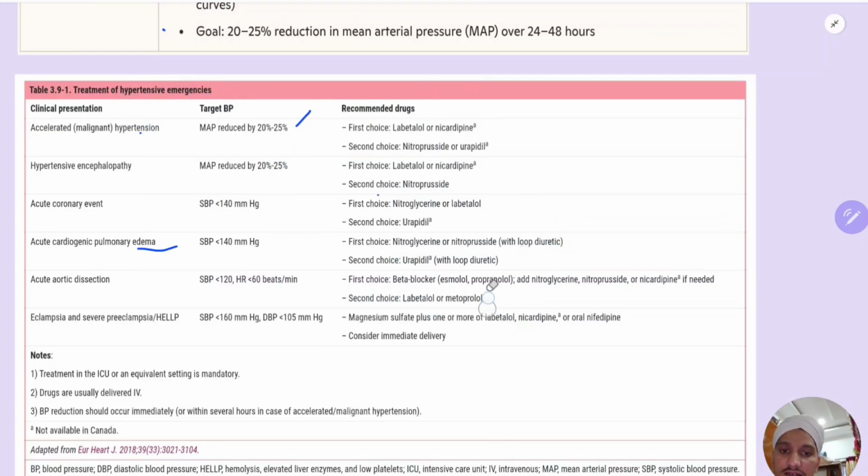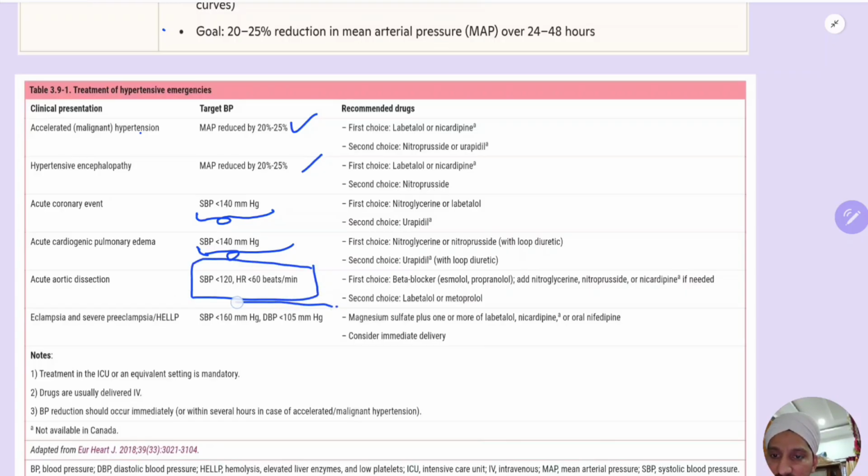So just see here, 20 to 25% reduction. In a coronary event, the target BP is less than 140 mm Hg. Again in heart failure also the target BP is less than 140 mm Hg. Okay. So how will you reduce? You will reduce in a step by step manner only. But this is an exception, no?